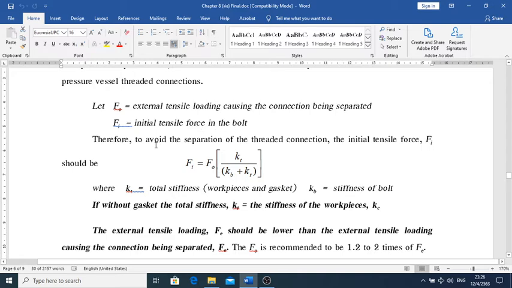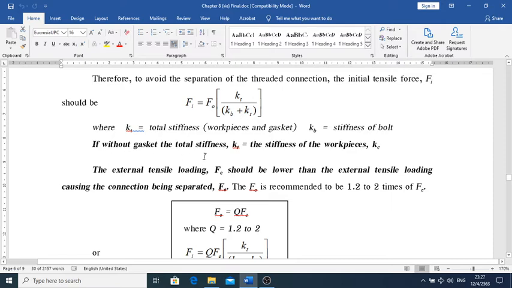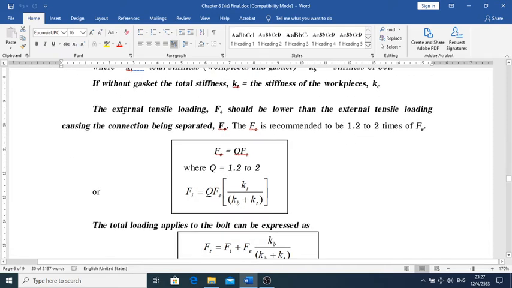Therefore, to avoid separation or leakage, F sub I is going to be equal to F sub O times K sub T over K sub B plus K sub T, respectively. If there is no gasket, K sub T is going to be equal to K sub C. And the external tensile load F sub E should be lower than the external tensile load causing the connection to separate, F sub O. F sub O is recommended to be 1.2 to 2 times F sub E. I just put that in the bracket already. Then Q is going to be 1.2 to 2 times.